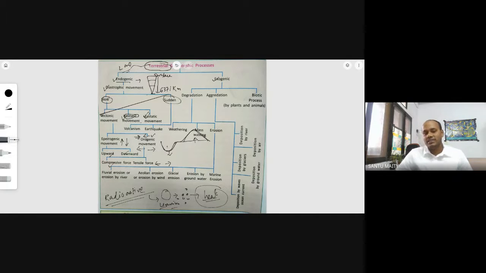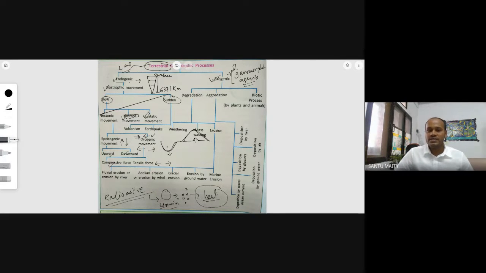On the other hand, the majority of the geomorphic processes are exogenetic. Dependent on what? The exogenetic process is done by geomorphic agents. And what are the geomorphic agents? I have told you, river is a geomorphic agent, glacier is a geomorphic agent, groundwater is a geomorphic agent, wind is a geomorphic agent. So those are geomorphic agents.